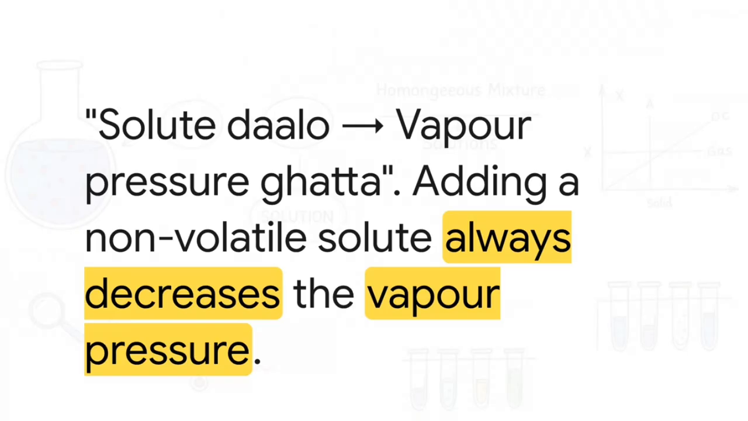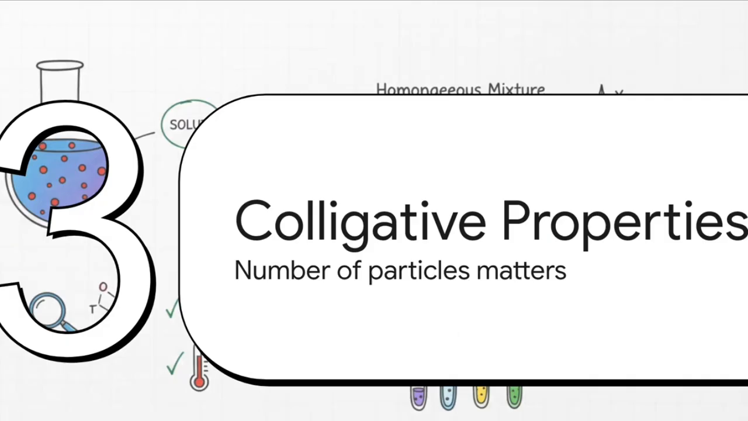Here's the trick for Raoult's law, and it's a simple one. You add a solute, the vapor pressure goes down. That's the main takeaway. Adding that solute always lowers the solution's vapor pressure. Okay, this next part is a huge deal for numerical problems, so listen up. We're talking about colligative properties, and the key thing here is that these properties only care about one thing, the number of solute particles, not their identity.